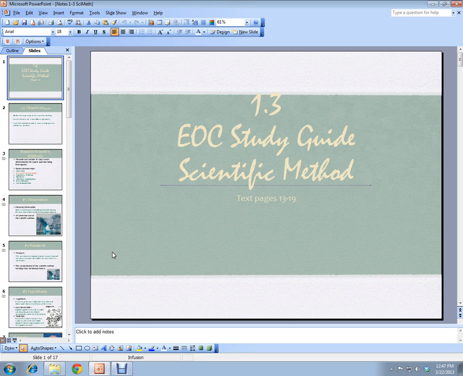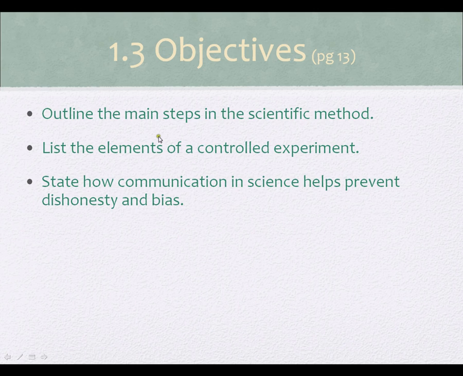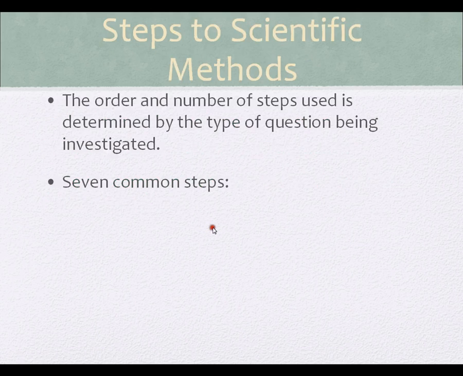Alright, the next installment of our EOC study guide from Chapter 1 is the scientific method. Overall, I'm not too concerned about this. I think most of you have a pretty good handle on it. Make sure you can outline the main steps of the scientific method. The elements of controlled experiments may trip you up a little bit, so I'll spend some more time there. And you guys have become quite good at dishonesty and bias in science. So, not that you're good at doing it, but you're good at identifying it.